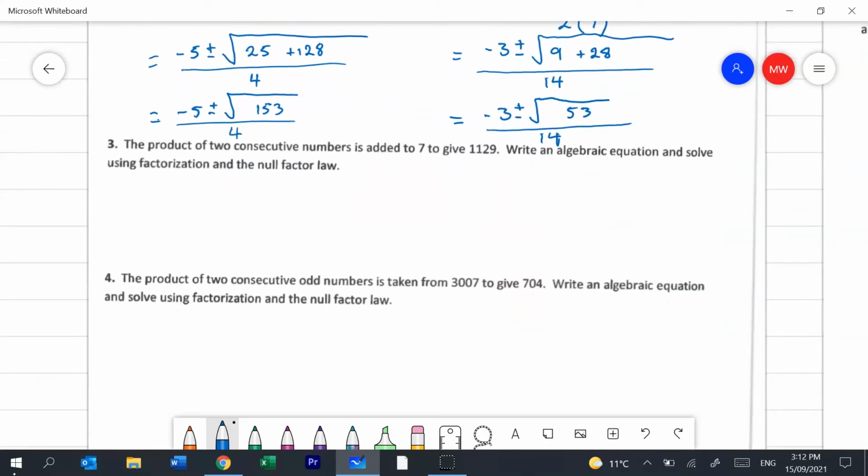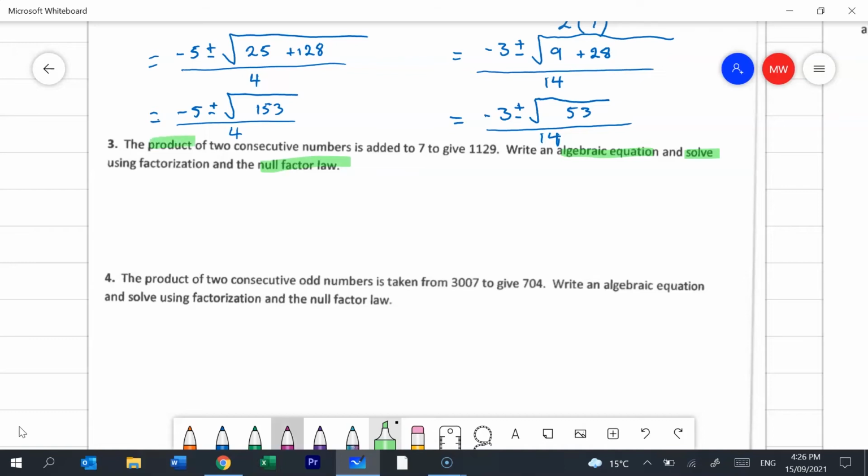Alrighty, question 3. Question 3 is a worded question. There's a few steps to this one. We need to write an algebraic equation, and then we have to solve it using null factor. Okay, so a couple of things we need to unpack here.